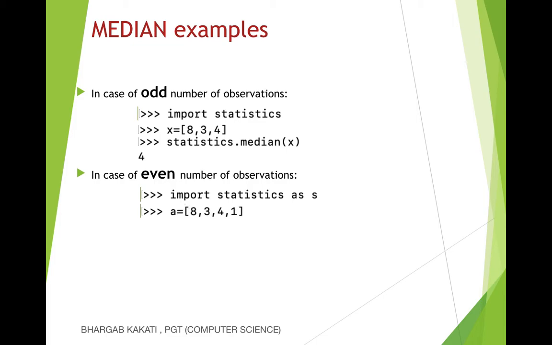After that, we have defined our data, and then for finding out the median, I have written s.median(a). Why? Because our data is present in the variable a. After that, by using the formulas which we have already mentioned in the previous slide, I have got the result as 3.5. How did I get the result as 3.5? That I have also verified with the help of the actual calculations.